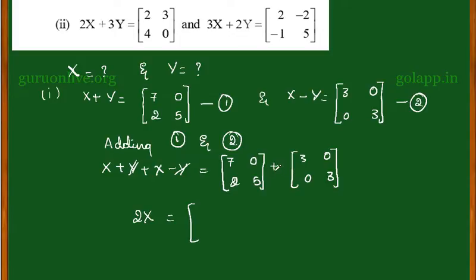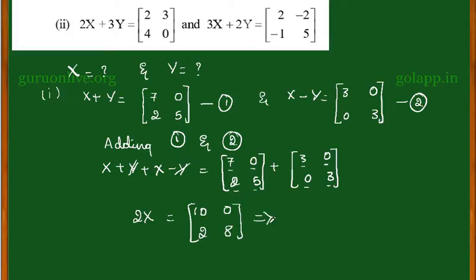so both are 2 cross 2 matrices. I can add the corresponding elements. So I have the first element 7 and the corresponding element 3. 7 plus 3 is 10. The second element is 0 and the corresponding element is also 0, so 0 plus 0 gives you 0. The next element is 2 and the corresponding element is 0, 2 plus 0 gives you 2. And the last element is 5 and the corresponding element is 3, 5 plus 3 gives you 8.